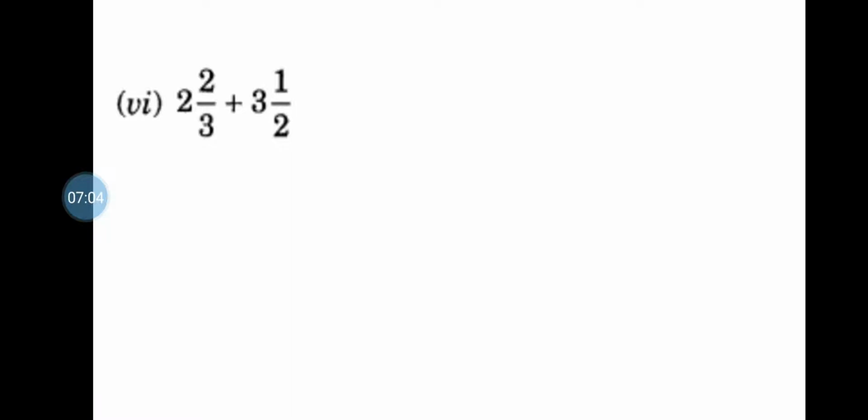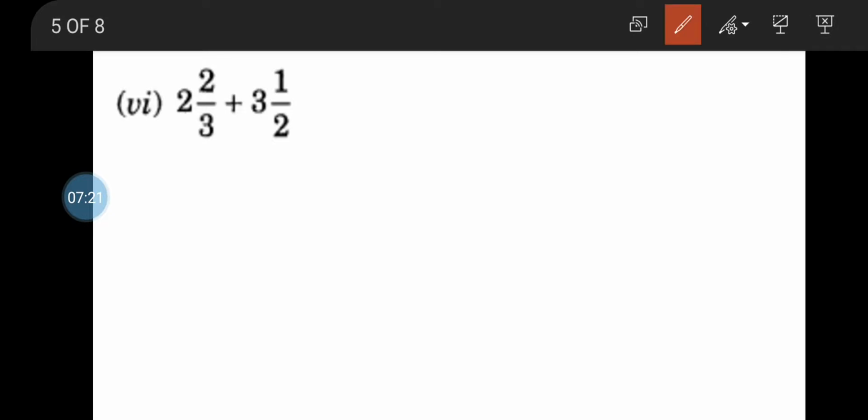Next one, you have two mixed fractions. Okay, it is two mixed fractions to be added together. So what we can do, we can make these fractions into improper fractions, then add them. So in order to make it into an improper fraction, you will multiply the whole number and the denominator, and you will add the numerator.